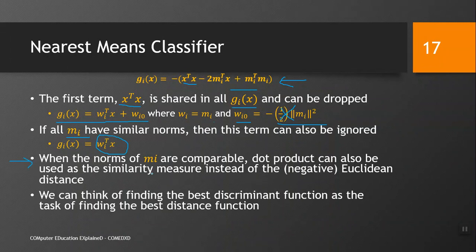When the norms of mi are comparable, dot product can also be used as a similarity measure instead of the negative Euclidean distance. So, we can think of finding the best discriminant function as the task of finding the best distance function. So, till now we have seen that we made assumptions that if this parameter is equal for all classes, then we can drop it, and if this parameter is equal for all classes, we can drop it, and so on.